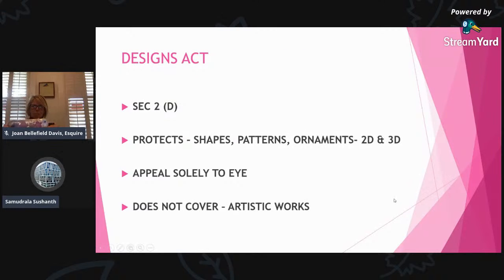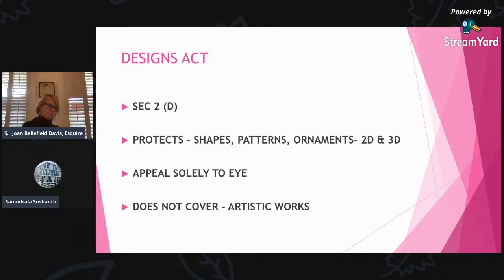Yeah. So primarily, the Designs Act, by way of Section 2(d), protects shapes, patterns, and ornaments. Specifically, any 2D or 3D objects, shapes that you create, patterns that you create, ornaments, jewelry that you design, I believe all of these are going to be protected under designs. And one of the major essentials is that they must be appealing to the eye. This is one of the key essentials of a design.